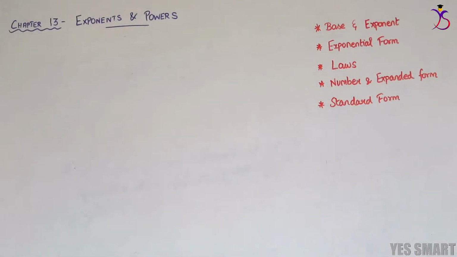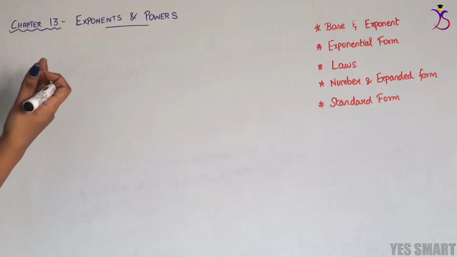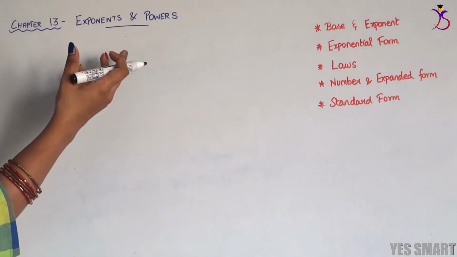Now, Class 7, Chapter 13, Exponents and Powers. This is a very important topic which will be used in the higher classes as well. There are 5 topics that cover the complete chapter, so let's discuss them one by one.